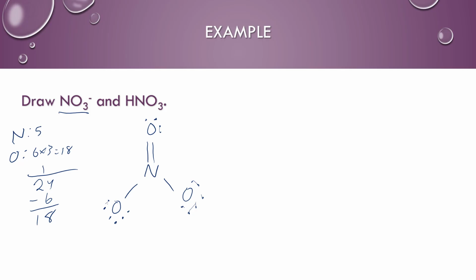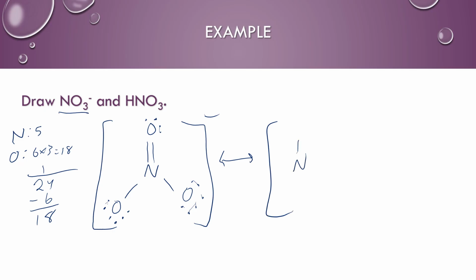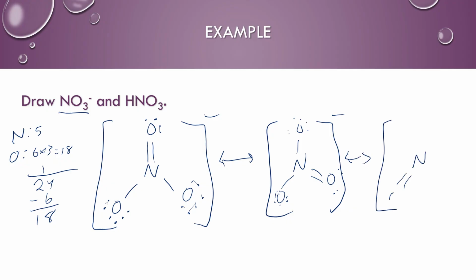Now, because there are different locations for that, I need to draw all of the possible resonance structures. So I would draw the oxygens like this. There's one of them. And then my last one has the double bond in the other corner. So those are my 3 resonance structures for the nitrate ion.